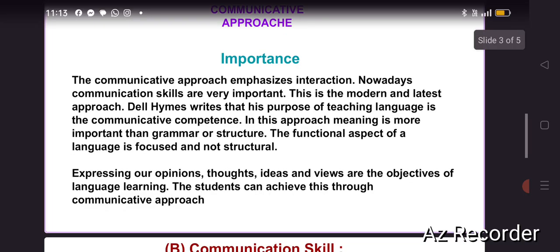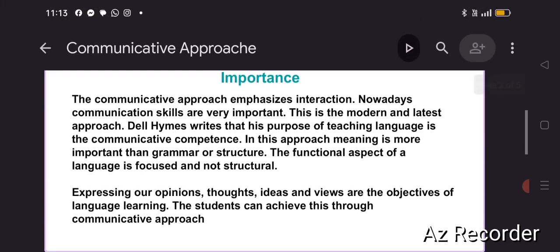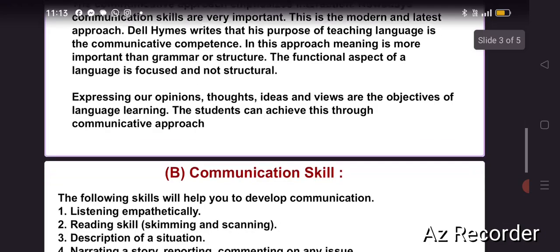Okay, then the student can achieve this through communicative approach. We can express our ideas, thoughts, opinions, views, feelings to others by the communication. Okay, so this is the importance of communicative approach.